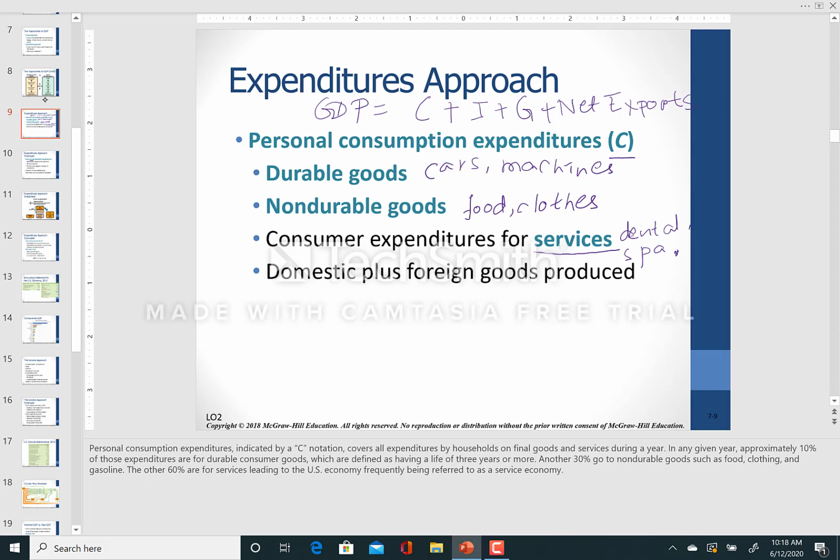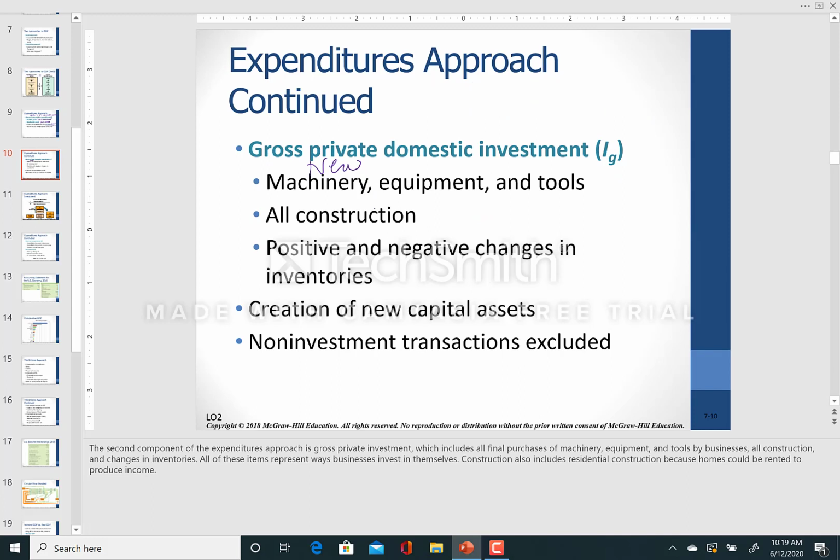What comes under personal consumption expenses? We have durable goods that last for 3 years or more, non-durable goods that last for less than 3 years. Also, services are included in the consumption part of the expenditure approach. Now, if I look at the next slide here, I'm going to see the gross investment. Examples are new machinery, new equipment, new tools.